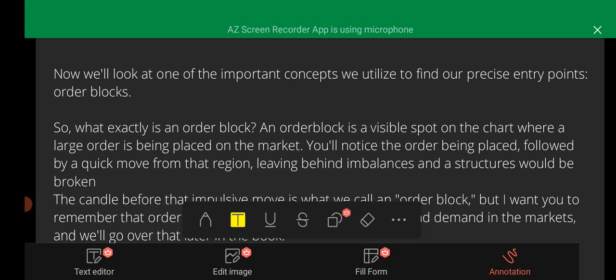I know this explanation is a little bit confusing, so let me start from a little further back and explain what exactly we are explaining here. We are trading smart money concepts, so we understand the word concepts, but what exactly is smart money? Smart money is large banks and big institutions. These are the drivers of the market.